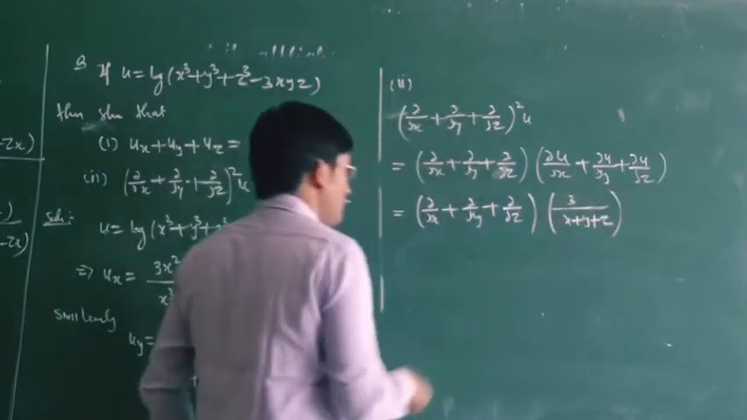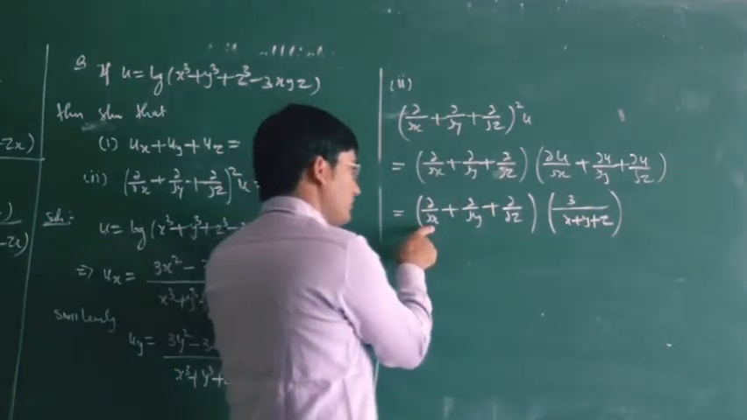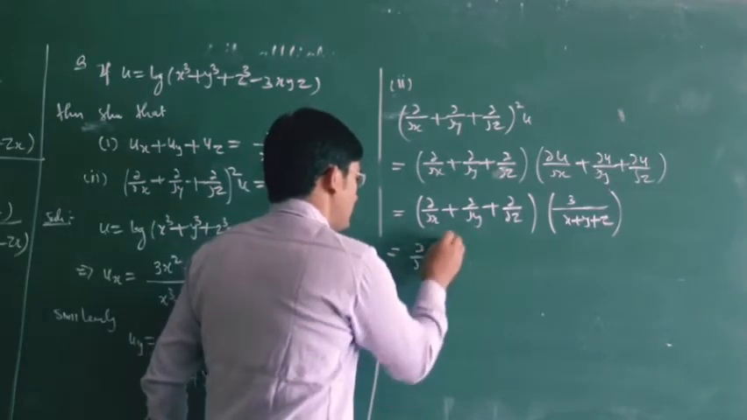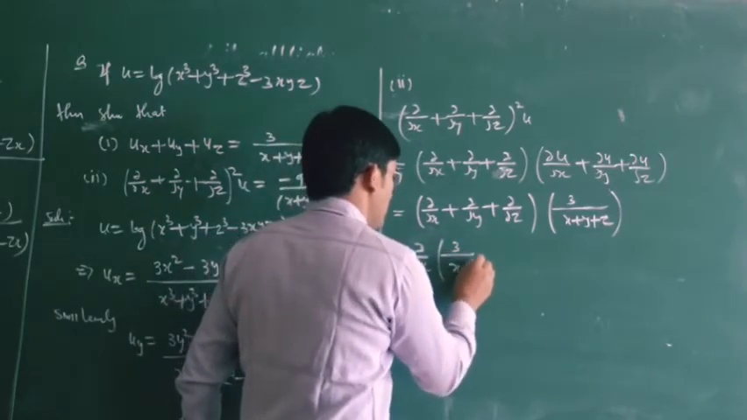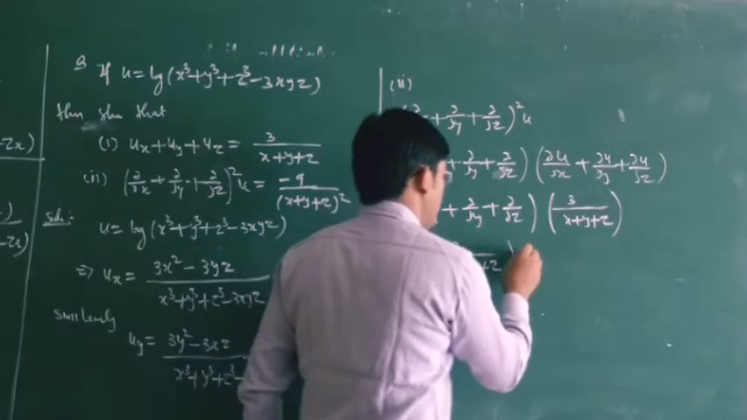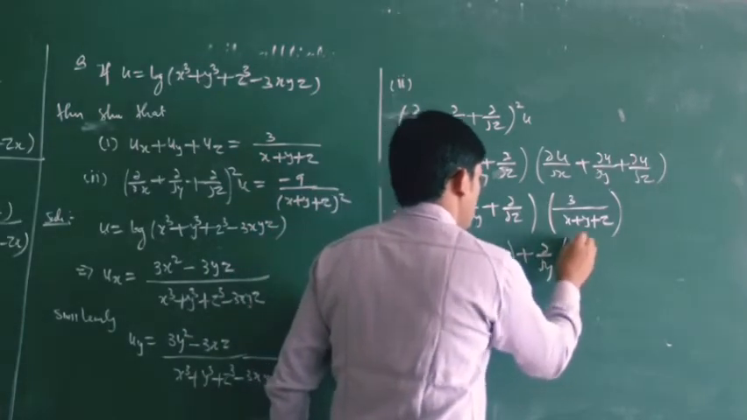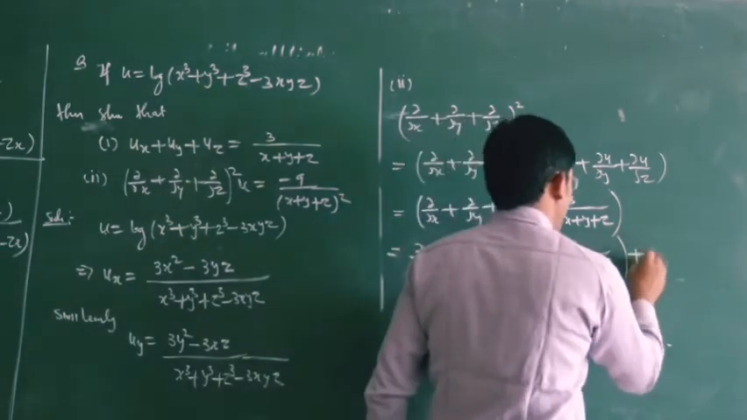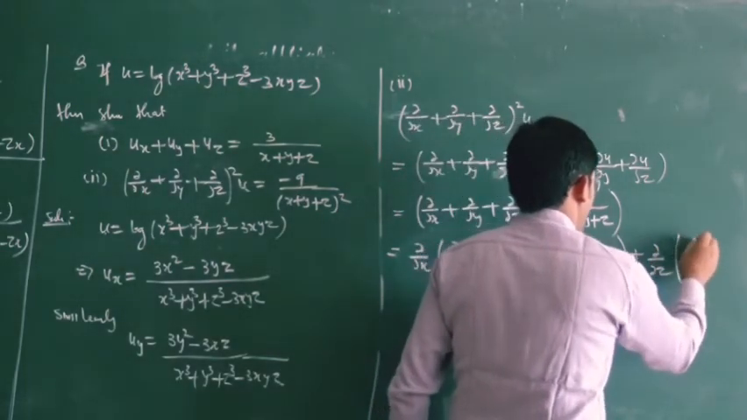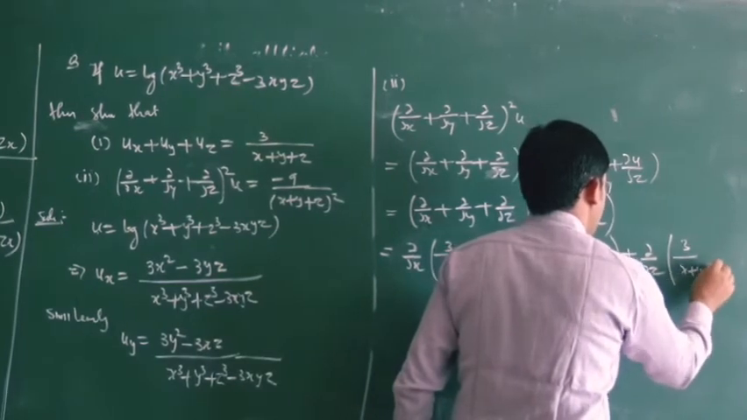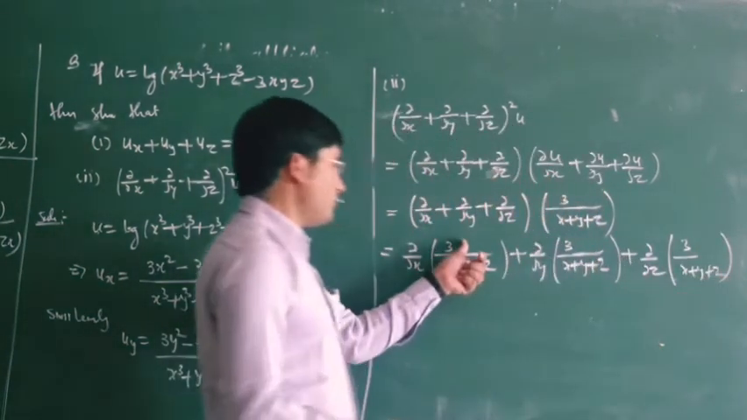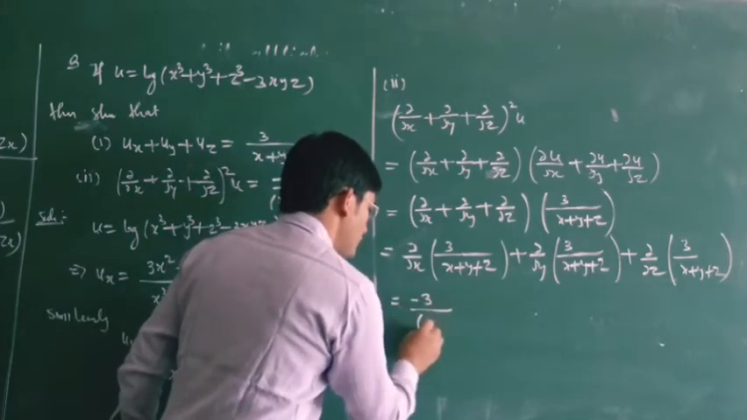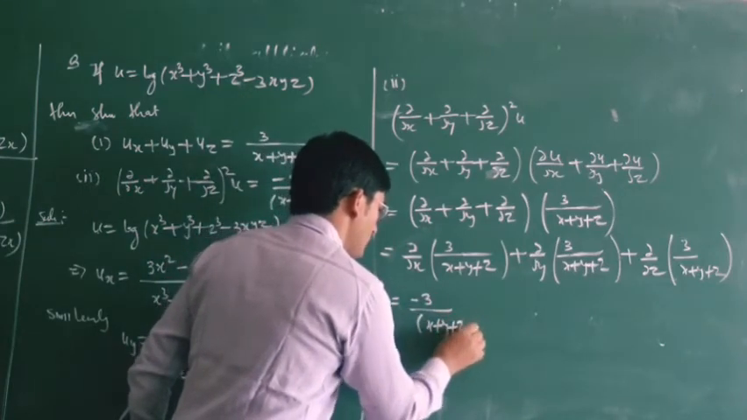Now the differentiation of 3 upon x plus y plus z with respect to x will be, now this is equal to del by del x of 3 upon x plus y plus z and del upon del y of 3 upon x plus y plus z, and then we have del upon del z of 3 upon x plus y plus z. Now the differentiation of 1 upon x is minus 1 upon x square. So we have minus 3 upon x plus y plus z whole square.